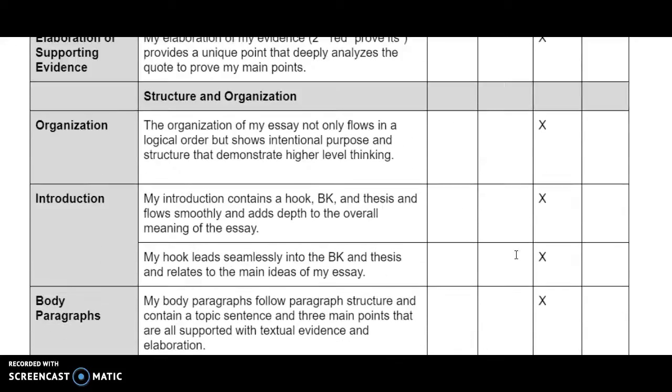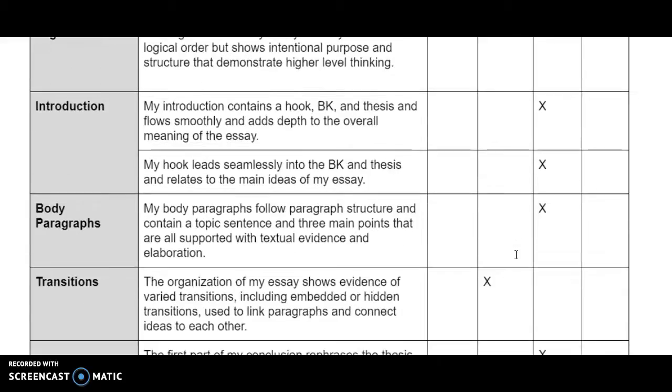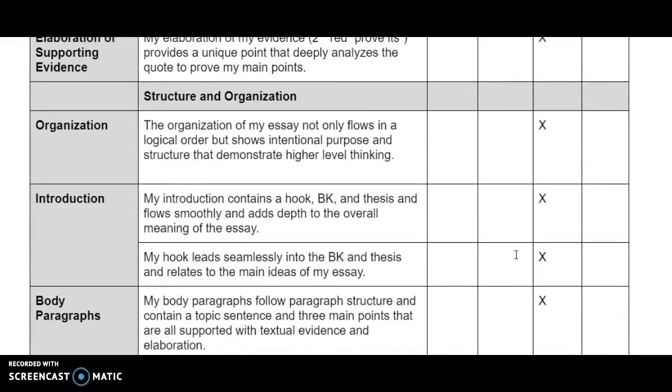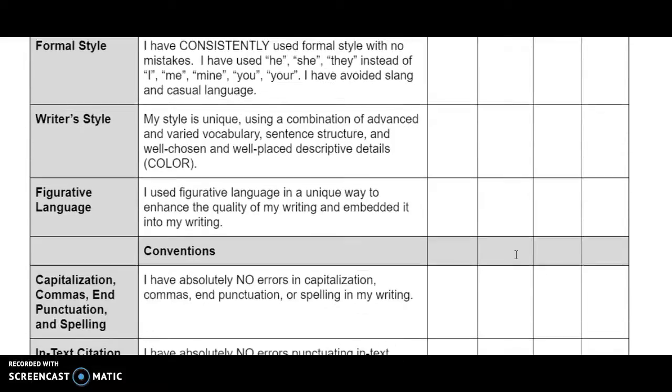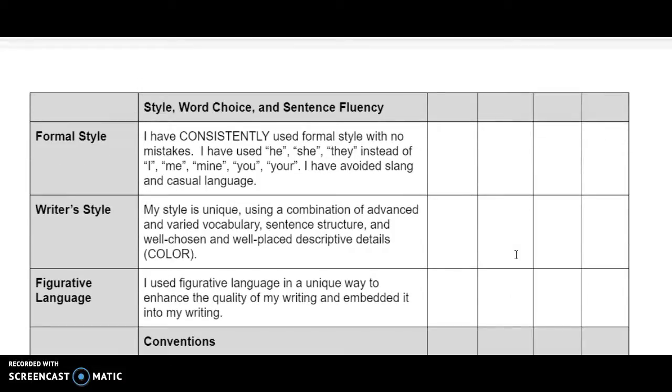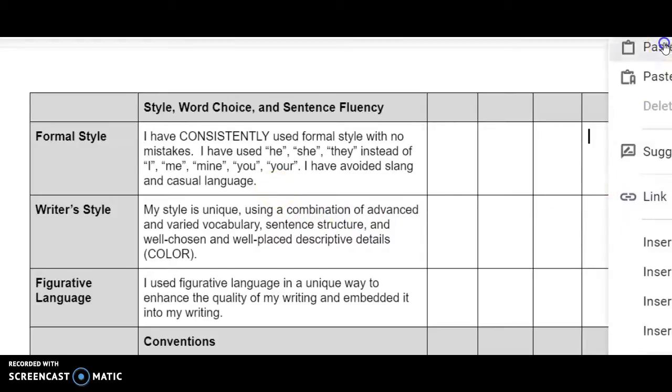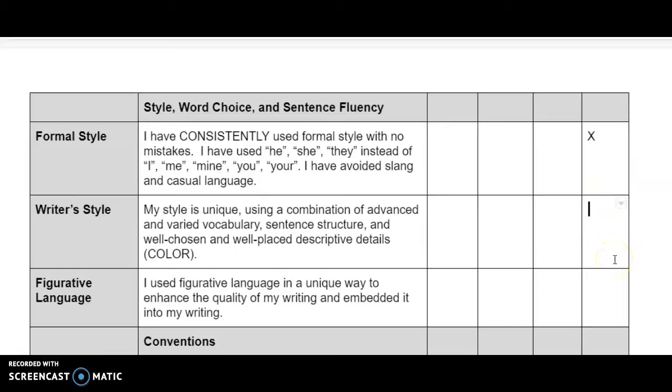All right, so that was kind of fast, guys. Structure and organization's easier, I think, because a lot of it's already there. It's just a matter of double checking. Let's look at style, word choice, sentence fluency. So we always need to use formal style in our writing, right? We cannot use the no words. This person did a beautiful job of that. I would give them a yes on this one, okay?